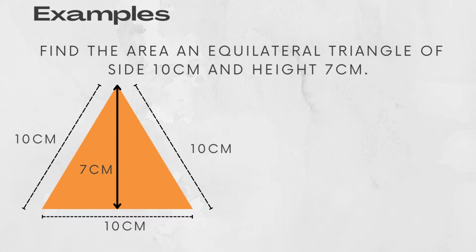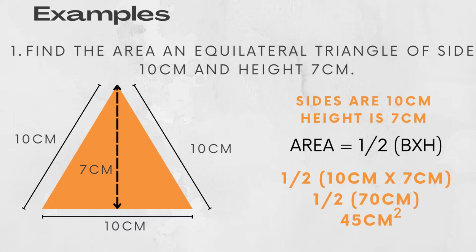Number 2. Find the area of an equilateral triangle of sides 10 centimeters and height 7 centimeters. The equilateral triangle tells us that the length of all sides are equal. The formula for finding the area of a triangle is half base times height. The base, because all sides are equal, is 10 centimeters and the height is 7 centimeters. Therefore, half, open bracket, 10 centimeters times 7 centimeters.